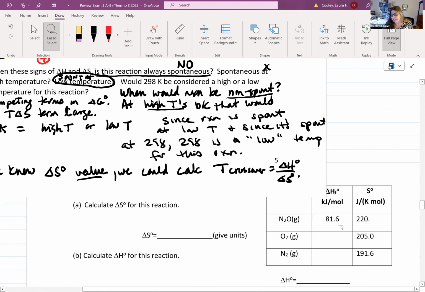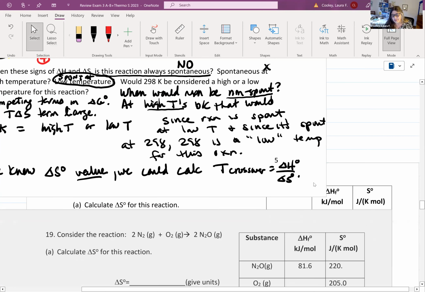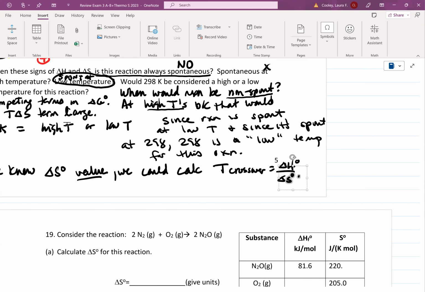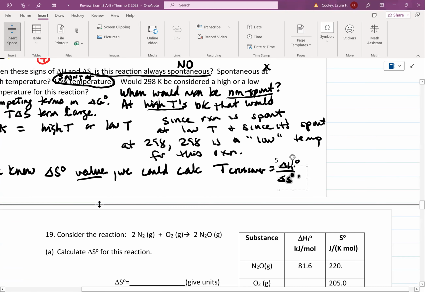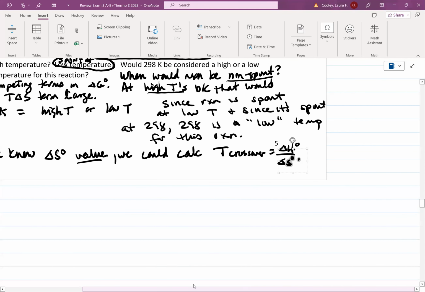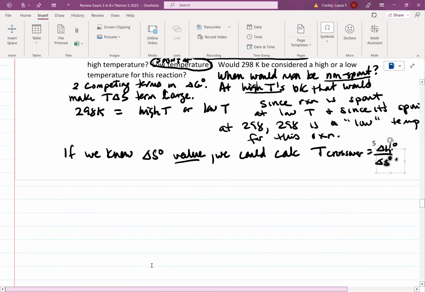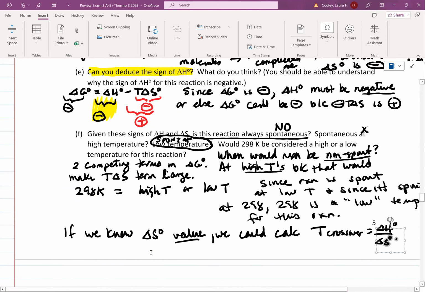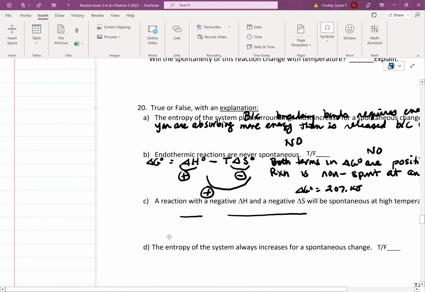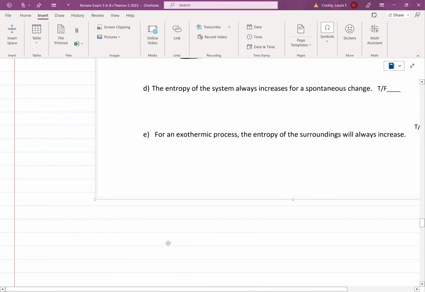What's the next question? Which one? 21B, the rest of it looks familiar. It's just B is asking, what's the change in enthalpy for this reaction? And I can't really recall anything about that.